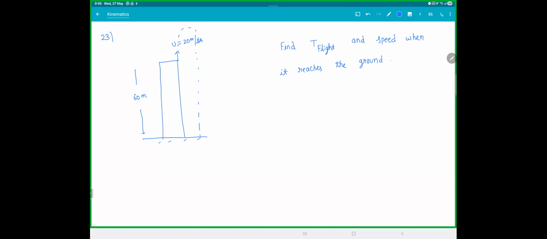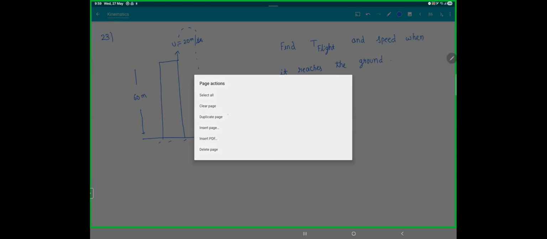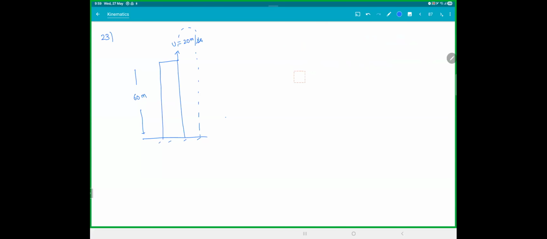Let's see. Okay, ask yourself, where are you starting? You're starting at this point. This is your starting point. Where is the ending point? Down. So you're going down. This is your displacement. How much? Minus 60. So be careful with the signs. S is not the distance. I don't care whether you throw up or you throw down. Where are you initially? Where are you finally? That is the only question you need to ask.